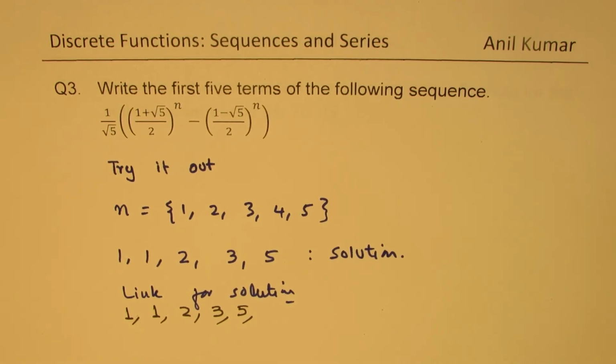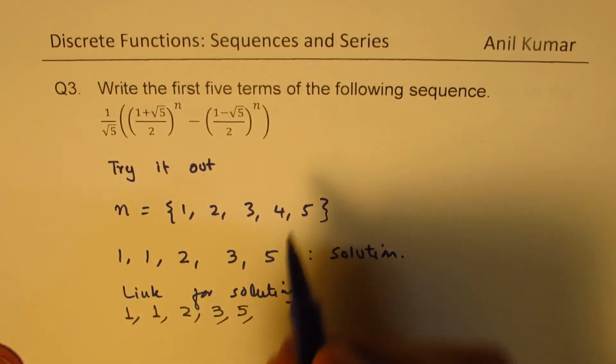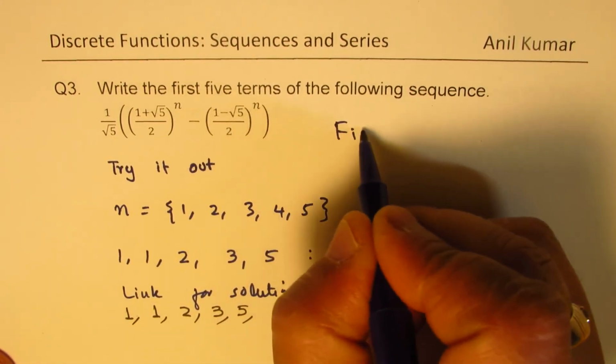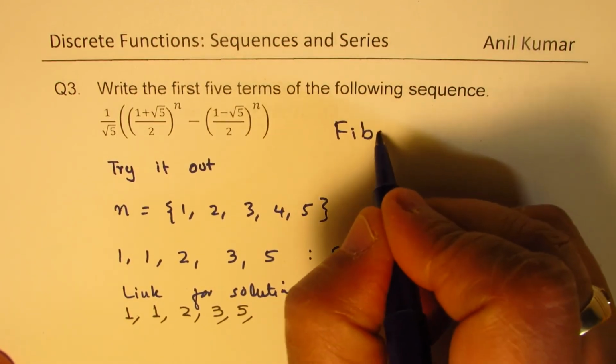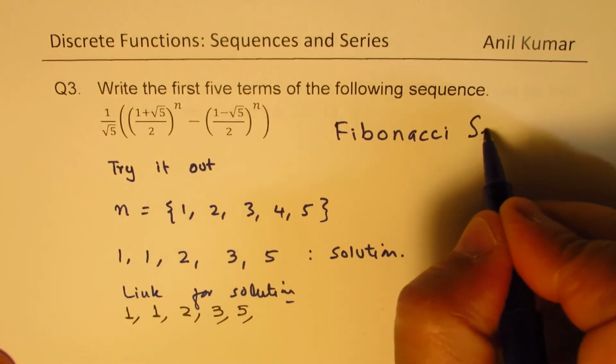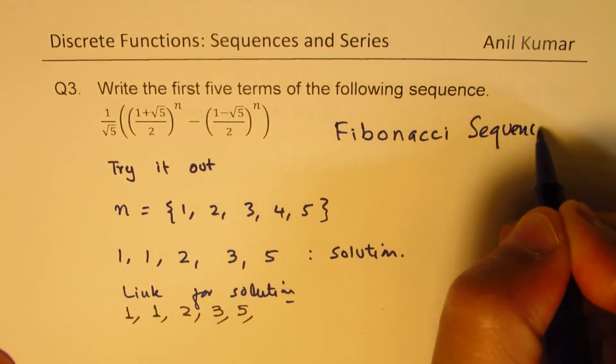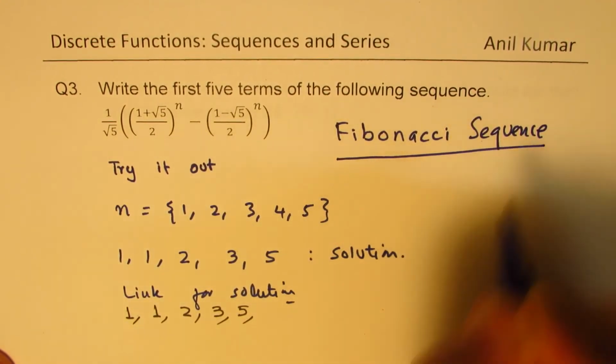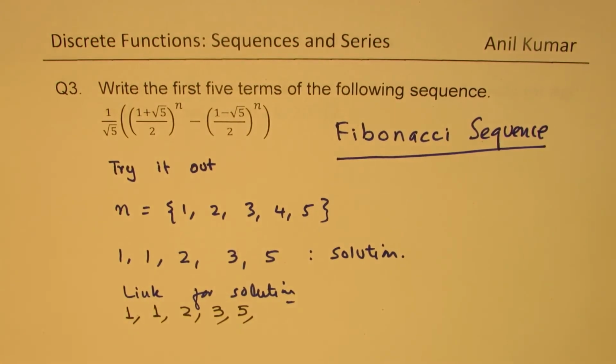And this is the formula for the Fibonacci sequence. Extremely important, and normally this formula is not given in the books, right? So it's a good knowledge-based question.